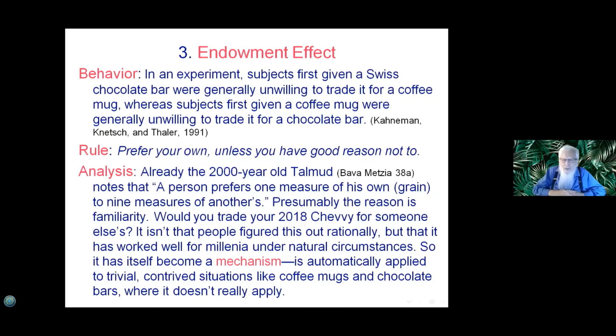We're talking about the 2,000-year-old Talmud. So it has itself become a mechanism. It's automatically applied to trivial, contrived situations. The subjects in this experiment automatically apply it to trivial, contrived situations like coffee mugs and chocolate bars, where it doesn't really apply. Okay? That is the endowment effect.